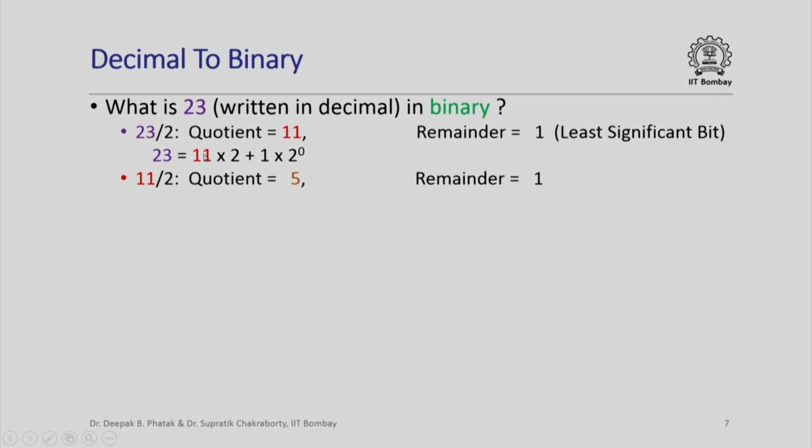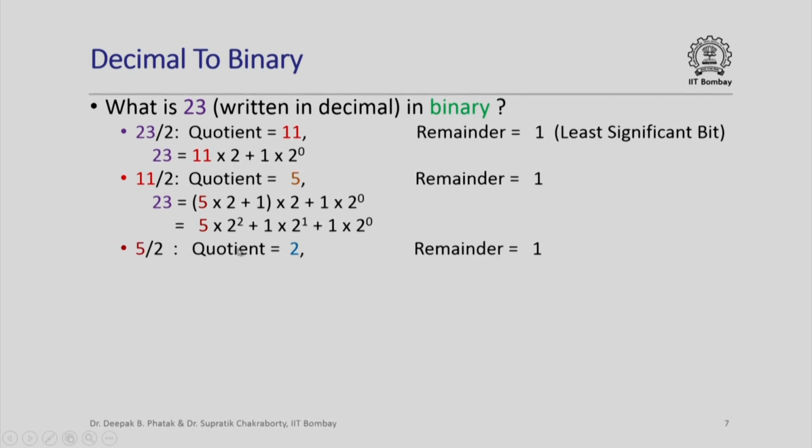Now what do we do with this quotient 11? We divide it by 2 again, and we get a quotient of 5 and a remainder of 1, and now I could express 11 as 5 times 2 plus 1. If I substituted 5 times 2 plus 1 in place of this 11, I would get this expansion of 23, and if I expanded further, I would get this representation. And here you see that this one corresponds to the least significant bit, which is 1, this one corresponds to the next significant bit, which is another 1, and I could keep doing this.